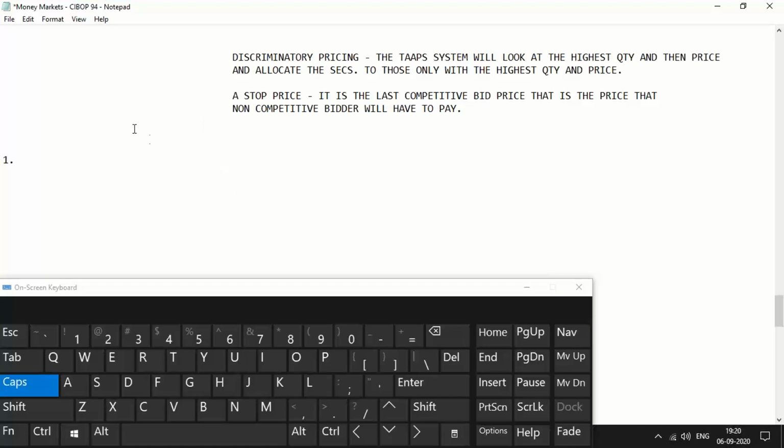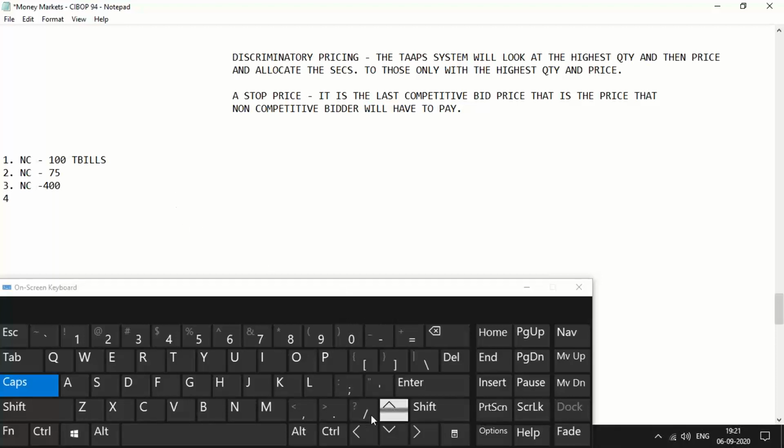Right? Okay, so let's say the first bidder is non-competitive, and they want to buy 100 T-bills. The second one is also non-competitive, and they want to buy 75 T-bills. The third one, again non-competitive, wants to buy 400 T-bills. Now this is what has been put into the auction.